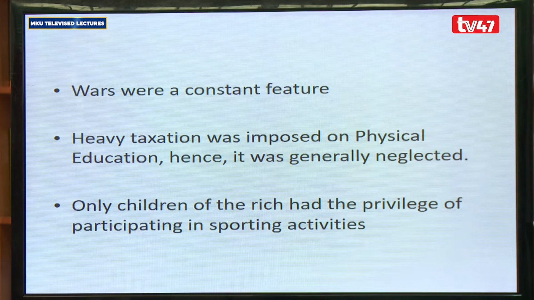Another thing that hindered the development of sports in China was taxation. For you to take part in physical education or sport, you had to pay tax. So people from poor backgrounds could not take part in physical activities. It was only kids who came from rich families who were able to take part, so they were the ones who had the privilege of taking part in these games.